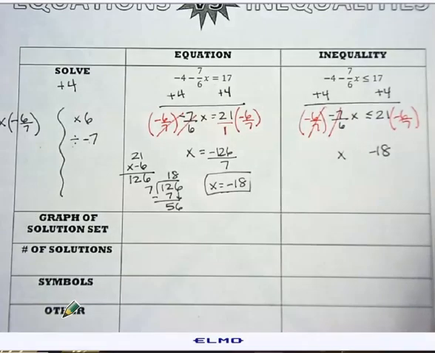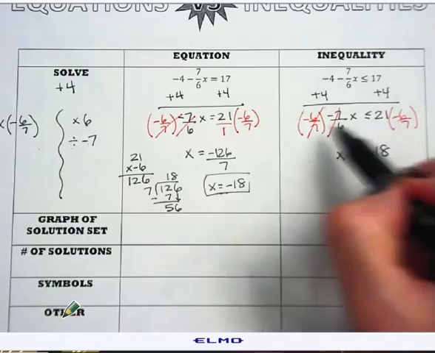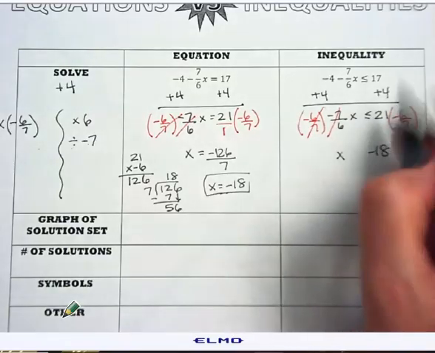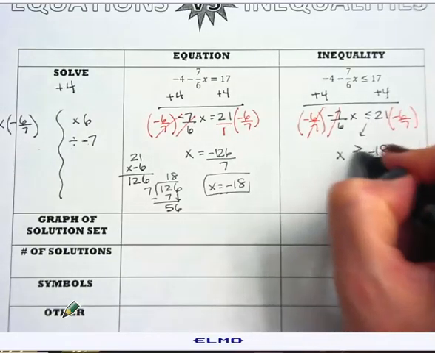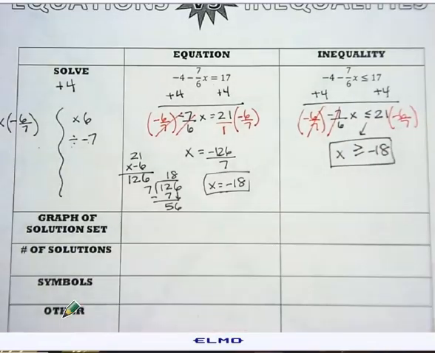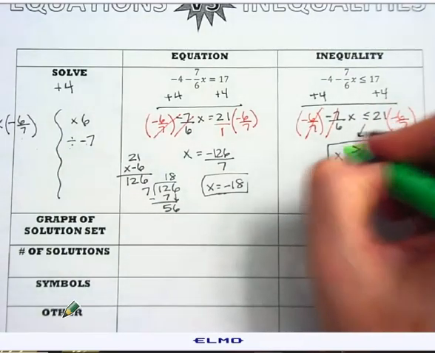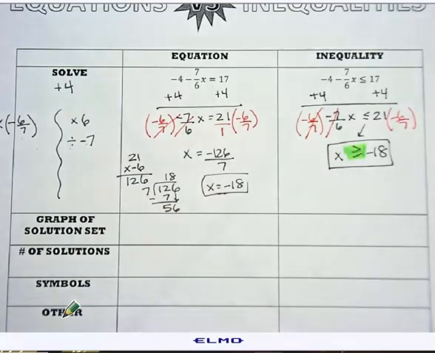But here's the new part of today's lesson that we didn't have to do with equations. When you multiply both sides by a negative, you flip the inequality symbol. We're going to talk more about that at the bottom of the notes. But for right now, just pay attention to us doing that. We flipped the symbol.